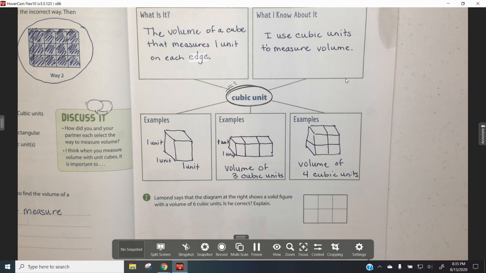With that, that is all we are doing for today to compare volume or to explore volume.